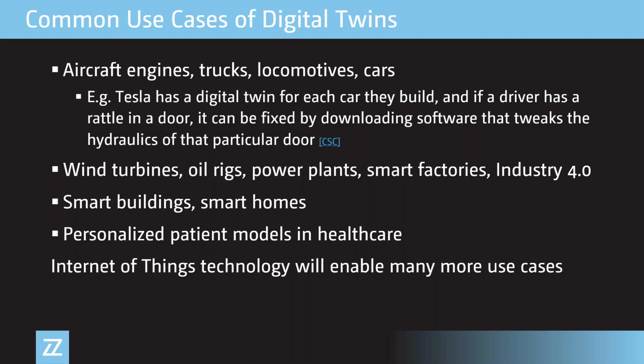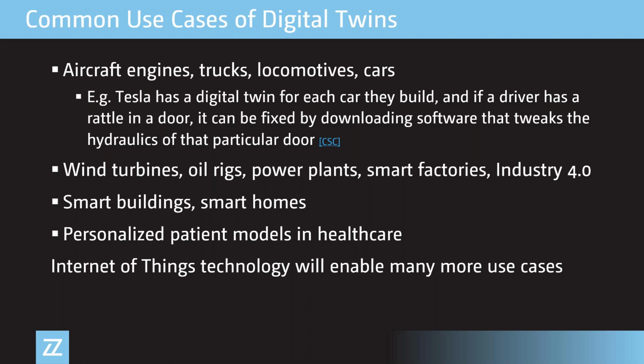and they can fix those cars over the air. Well, you know about the over-the-air updates, of course, but they can also use that to, say, fix a rattle in the door. And this example comes from a white paper by CSC. If you get the slides, you can click on that download link. But that's just one example of physical equipment where you have a digital twin. And there are other examples on this slide.